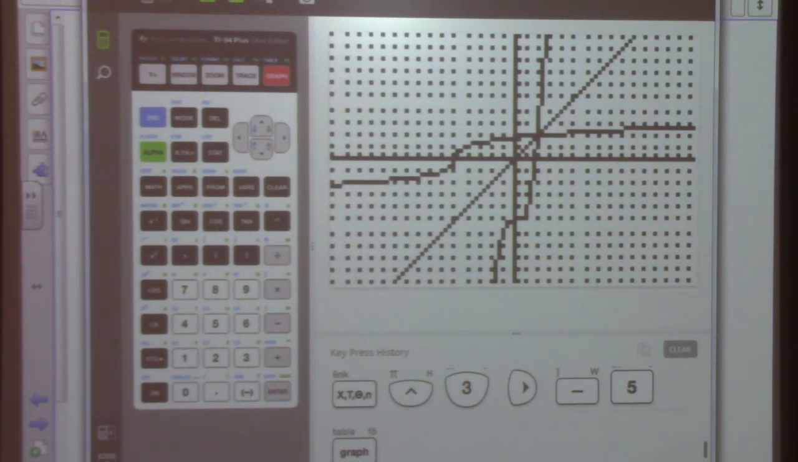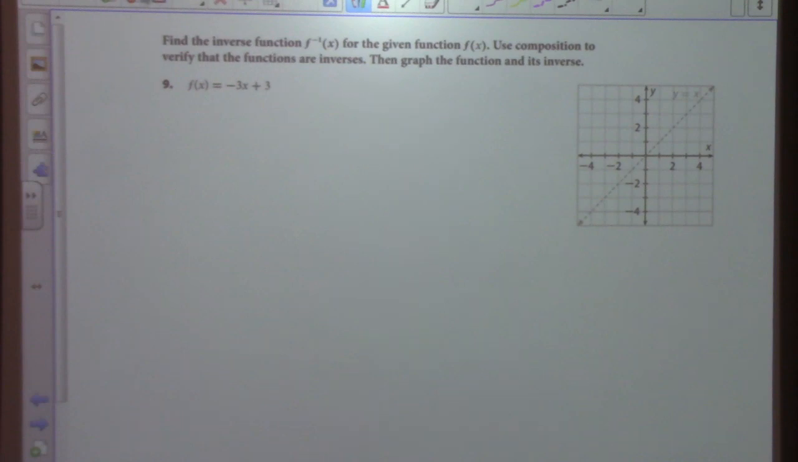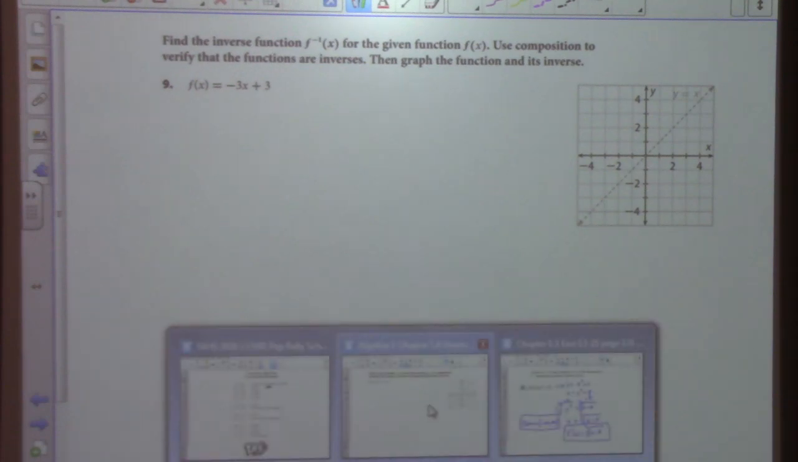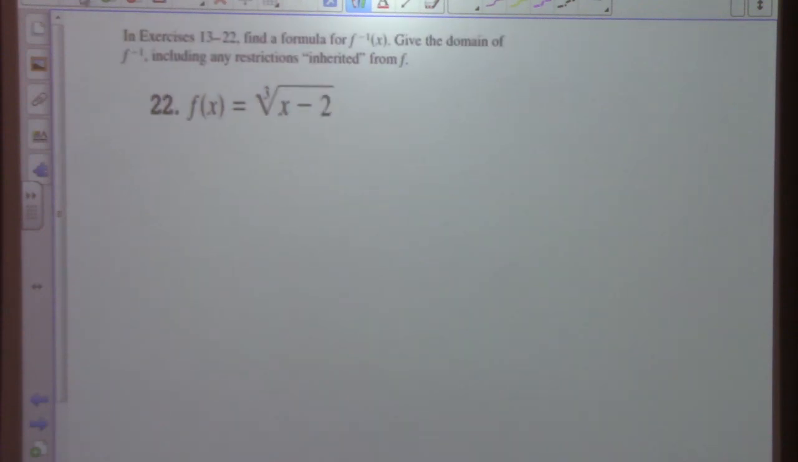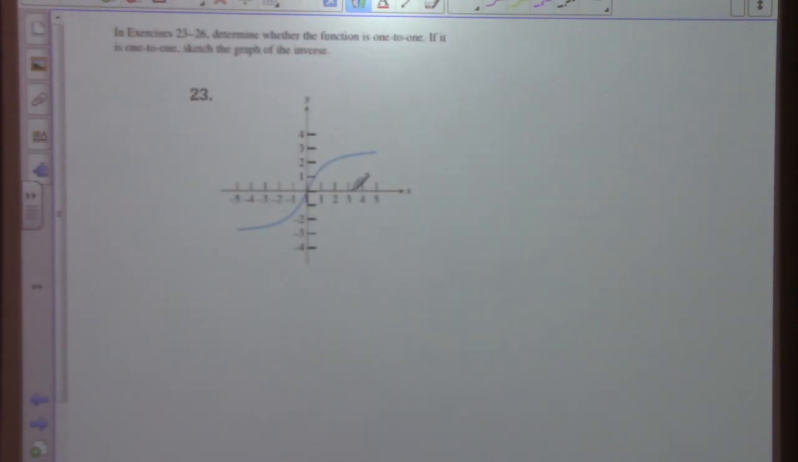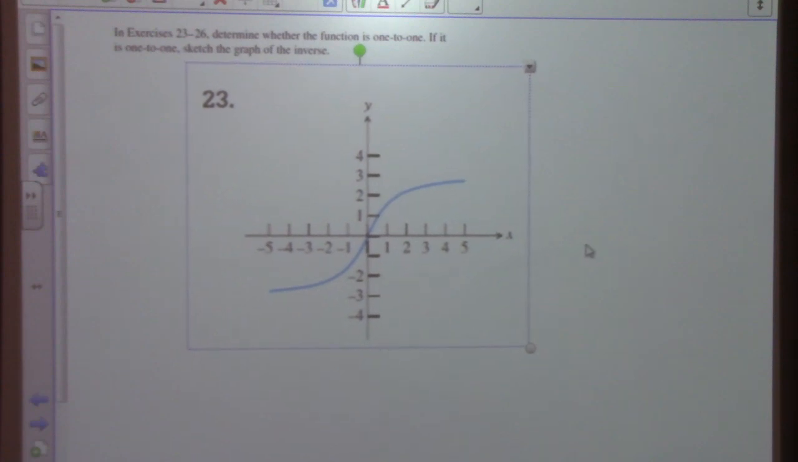Now, the ones on the back are very quick here. So we're going to do the ones on the back too, which are numbers 23 on. Okay, determine whether the function is 1-to-1. If it is 1-to-1, graph the inverse, okay? How can you tell if a function's 1-to-1?